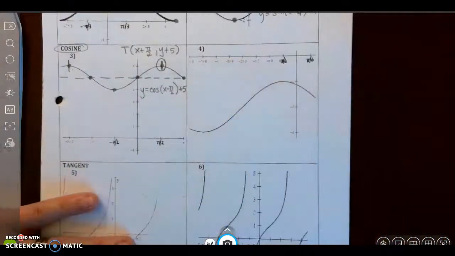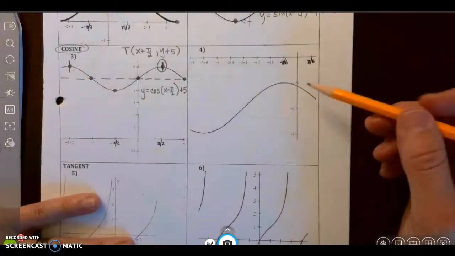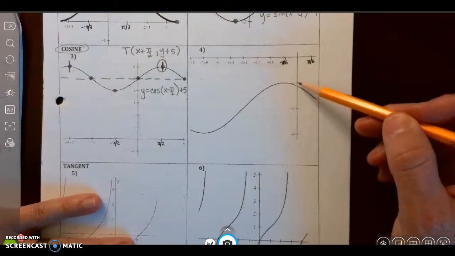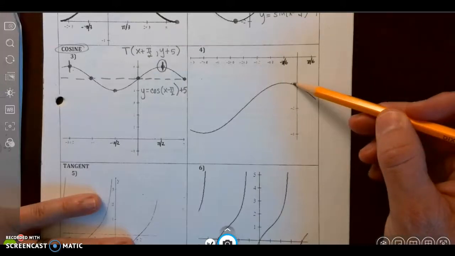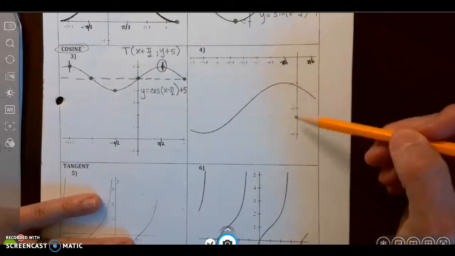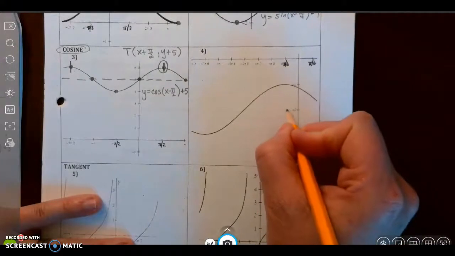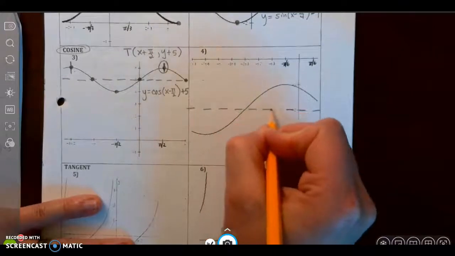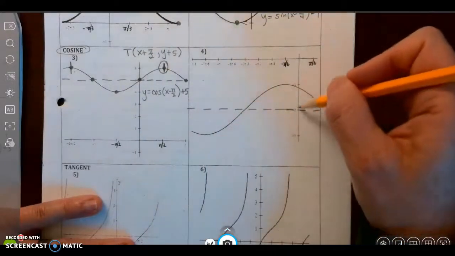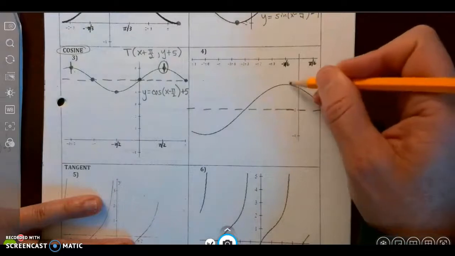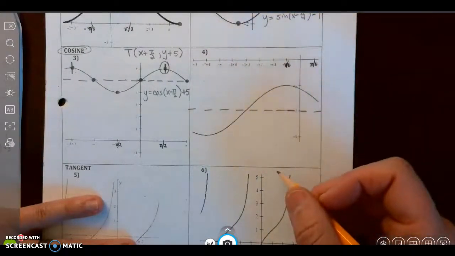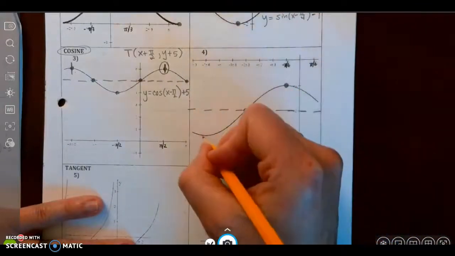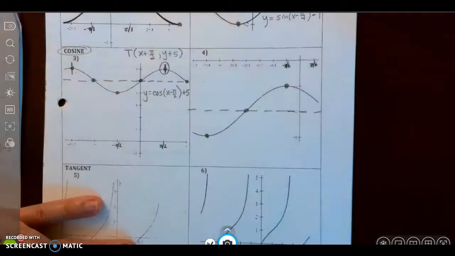Okay, number 4. Again, I've got to find where my axis is. I go from -1 to -3. In the middle is -2. And I notice that I'm 1 above and 1 below. That's how I know I've drawn my axis in the correct place. I label my key points, which are on the axis, as well as highs and lows.